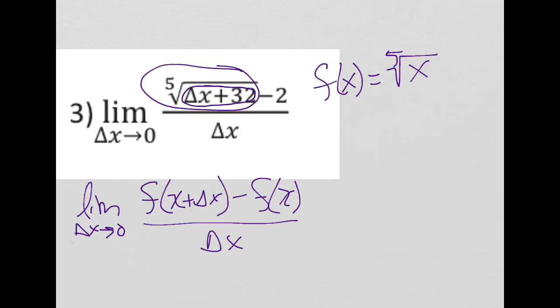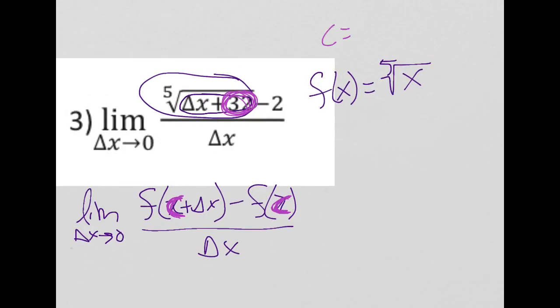Notice that this part right here is our function, the fifth root of x, but it has a delta x plus... actually, I wanted to write this not as f of x plus delta x, but typically we've been writing that as f of c plus delta x minus f of c, like that, because this is actually the definition of the derivative at a specific point. So f of x is the fifth root of x, but notice we have that c value of 32 plugged in, so we know c is 32. Again, it's always going to be whatever is right there with the delta x term inside your function.